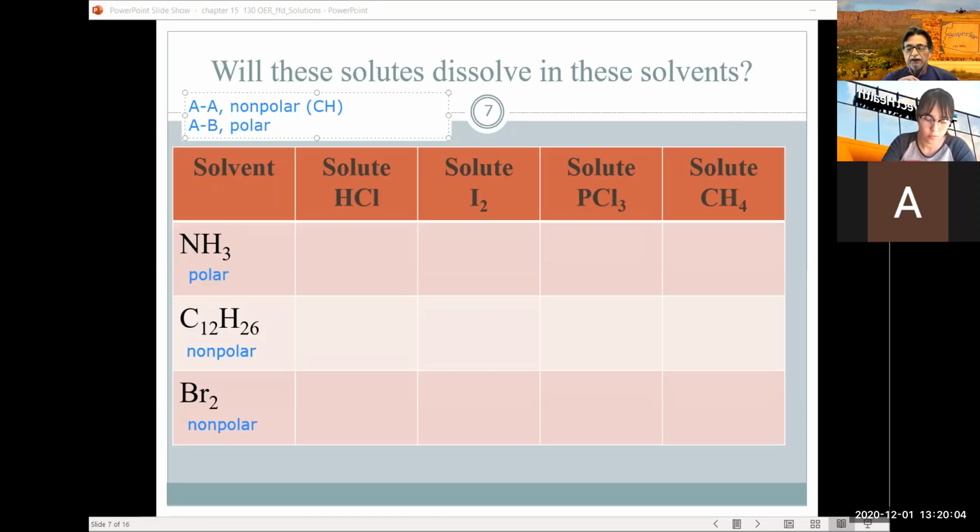I'm talking about the bond itself, not about the overall molecule, okay? I'll review that here in a second. All right, so with that being said, HCl is represented by AB because we got a hydrogen and we got the chloride, two different elements. So automatically it's a polar bond.